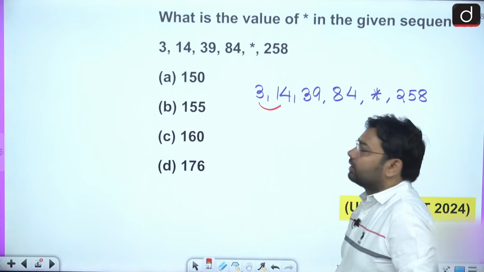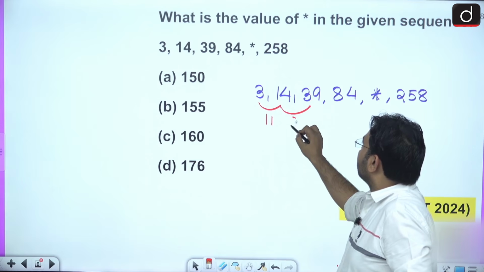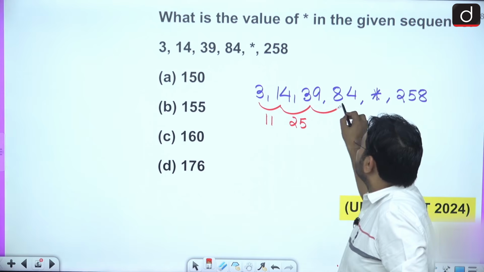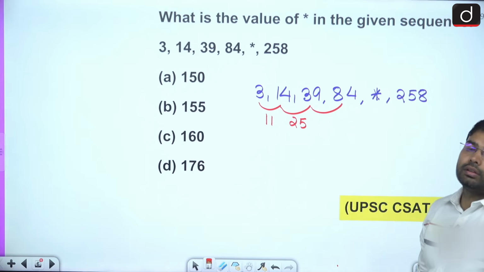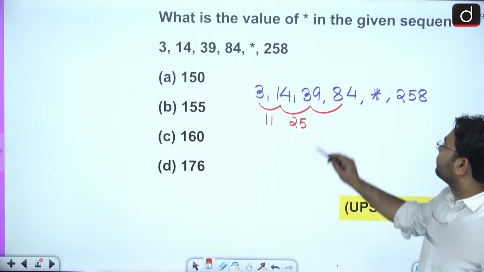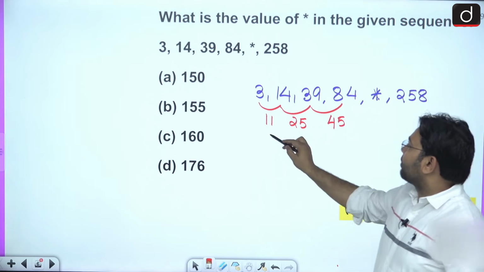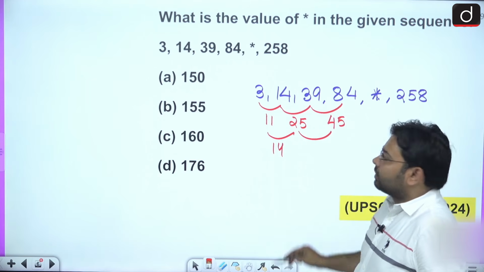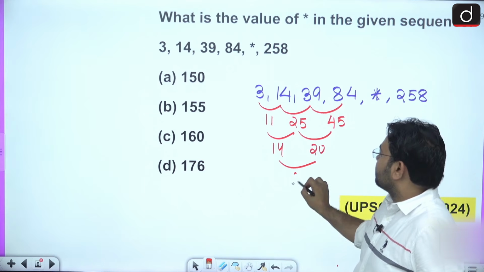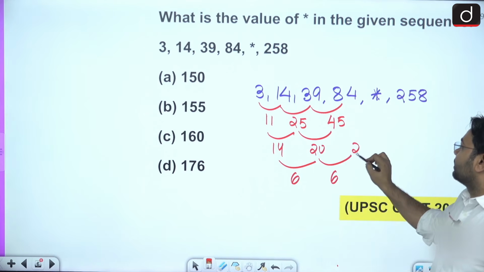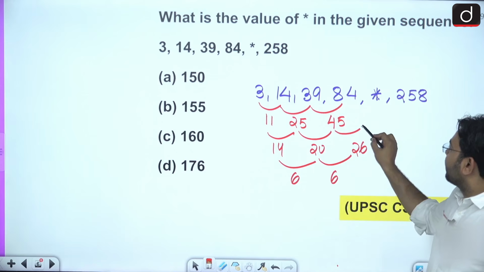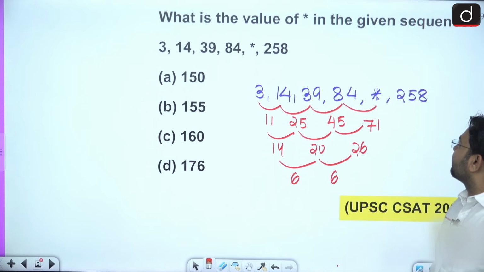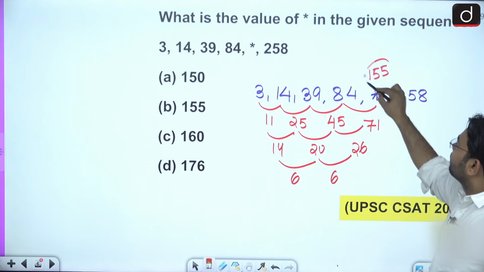3 and 14, 11, then 24, then 45. Gap of these two is 14 and then 20. So gap here is again 6. If we add 6, this is 26. 45 plus 26, 71. So 84 plus 71, 150.